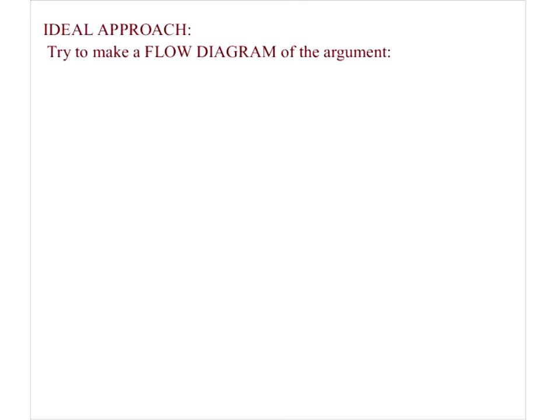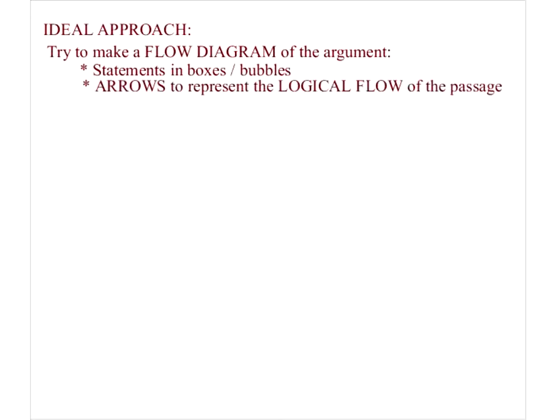A flow diagram has statements, and you abbreviate the statements a lot so that you don't have to spend a ton of time writing, in boxes or bubbles. And then you draw arrows to represent the logical flow of the passage. And sometimes you have transition words such as "but," etc., between these boxes or bubbles.